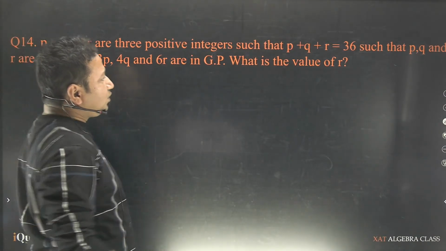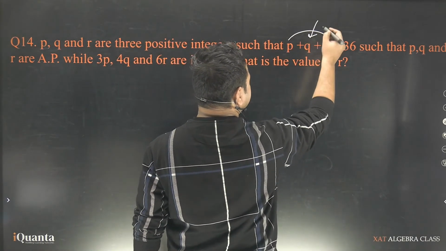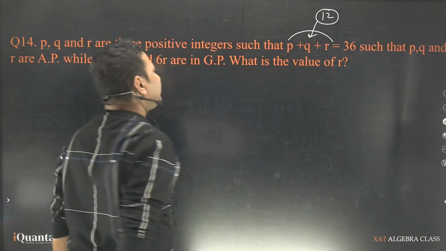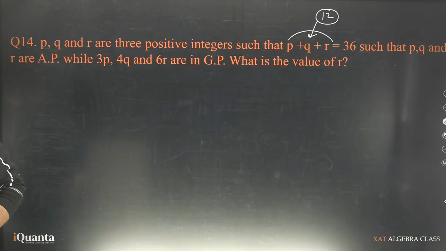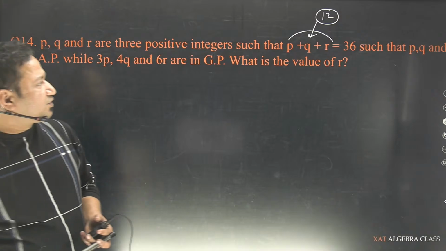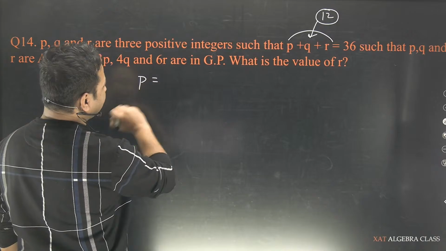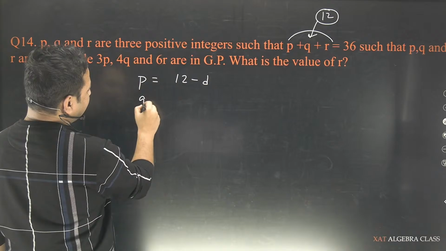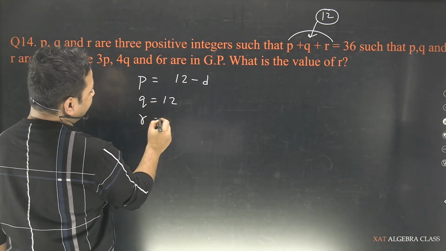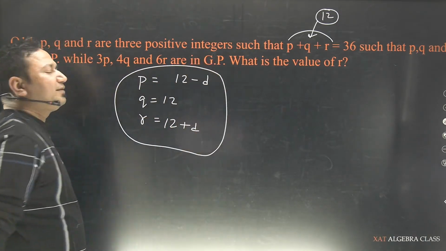Okay. So if these P, Q, R are in AP, what does that mean? That Q is the average. So I can say Q is equal to 12, yes or no? Can we say that? It's in AP, middle term is always the average. So 36 upon 3 is 12, that will be equal to the average, or we can say Q. So I can write P as equal to 12 minus D, where D is the common difference. Q is of course 12 and R is 12 plus D. So once we have done that, our life becomes easy, because now we have only one variable, that is D.